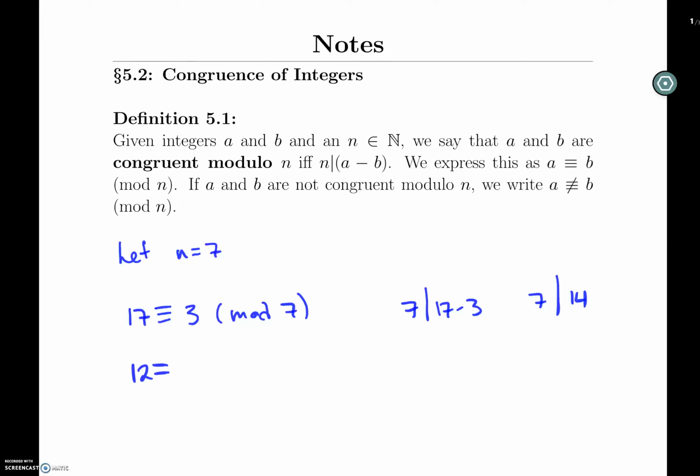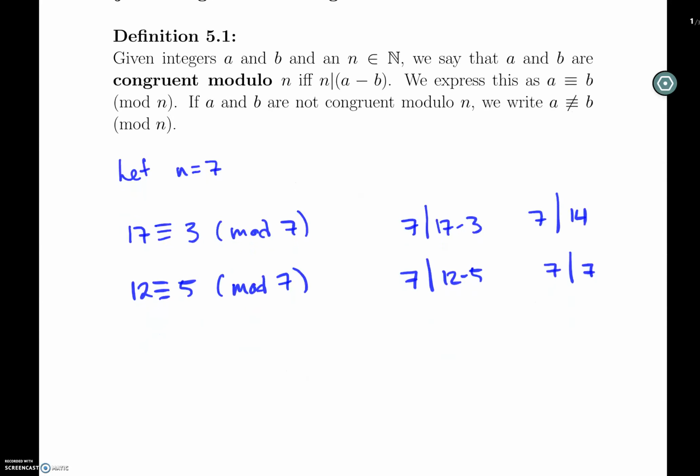How about 12 and 5? Are they congruent mod 7? Well, does 7 divide 12 minus 5? Does 7 divide 7? It sure does. And we can keep choosing pairs like this all day. And we should note that an integer is always congruent to itself because 7 will divide 5 minus 5 because 7 divides 0.